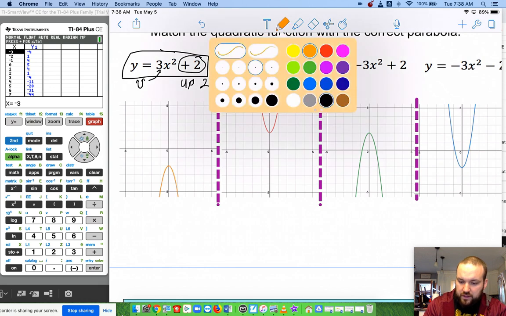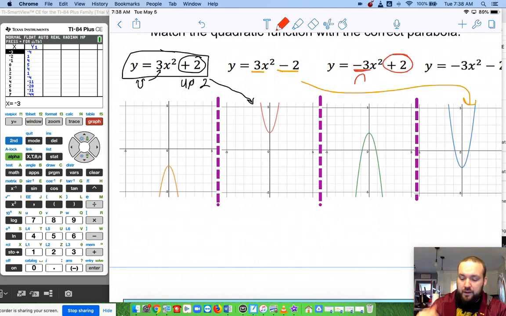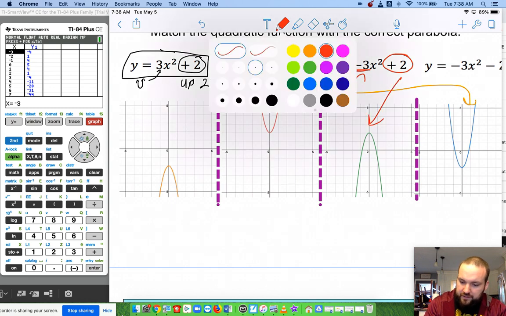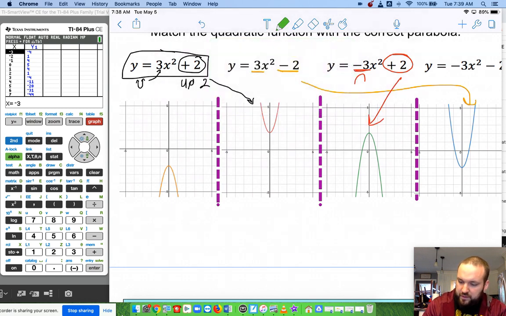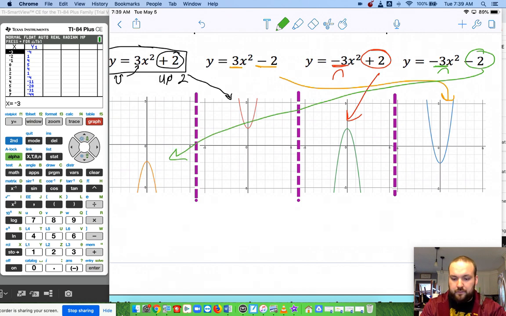If we take a look at this next one, 3x squared minus 2, it opens up, but down 2. We just talked about that, that's this graph at the very end. The next one is negative 3, so it's going to open down, but it starts up 2. So the vertex is above the x-axis, so it's going to go right here. And then finally, by process of elimination, this last one, negative 3x squared minus 2, opens down and starts down 2, so it is going to be that graph right there.